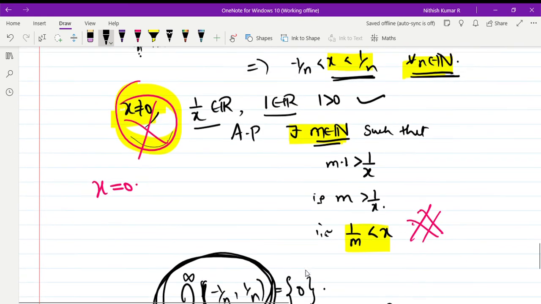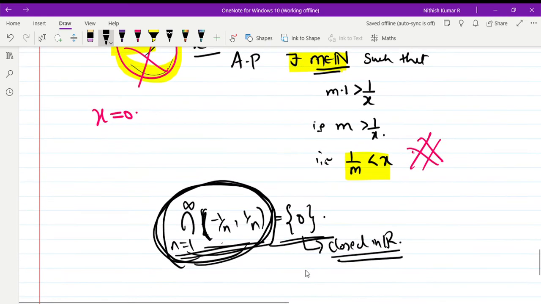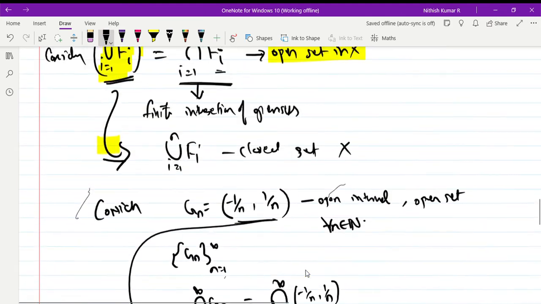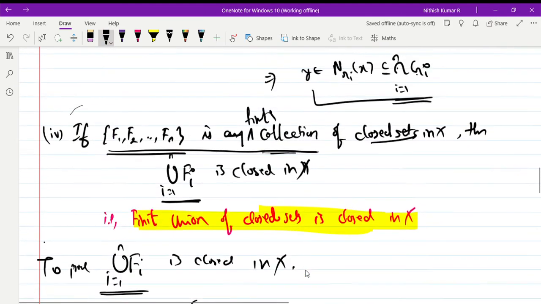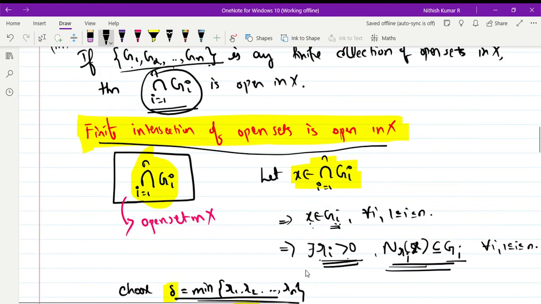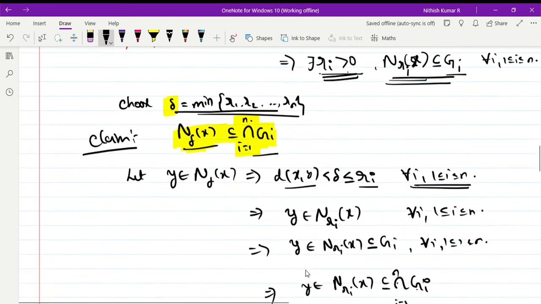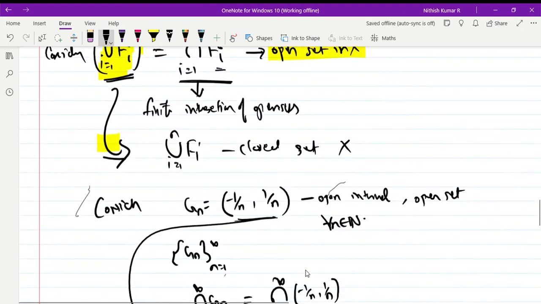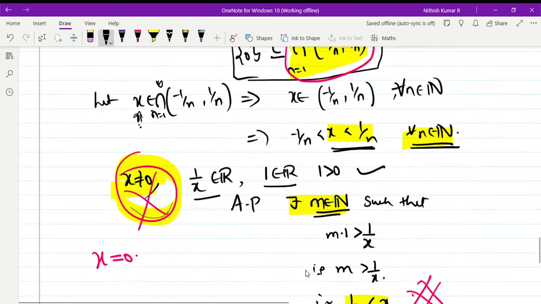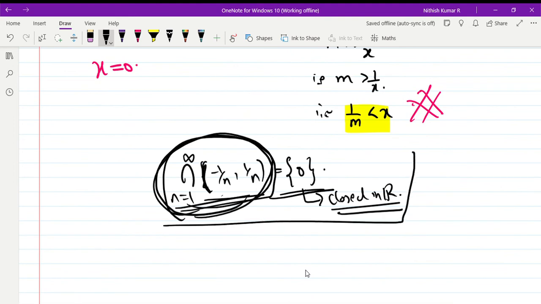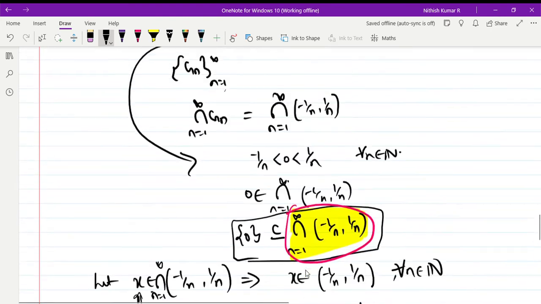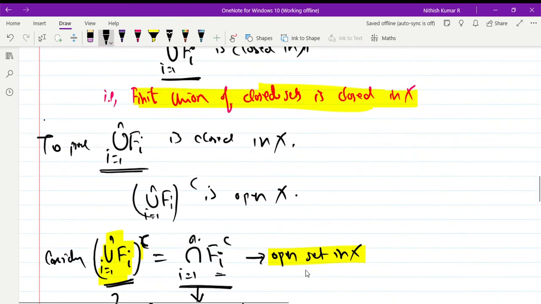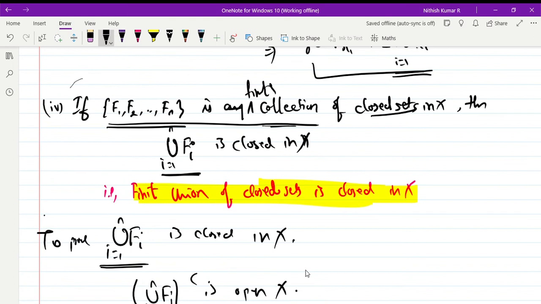So that's why we are restricting to finite intersection of open sets is open. This result is not true in the case of infinite intersection, and this one is the example. Yes. Now for the second one, that is finite intersection of finite union of closed sets.